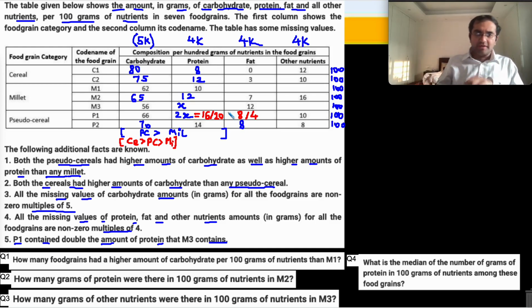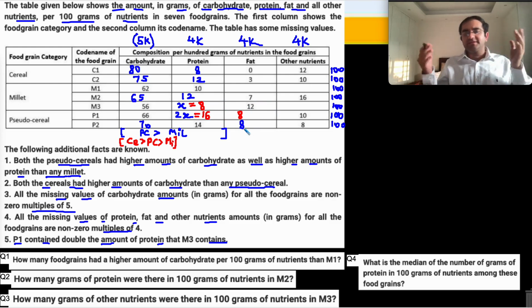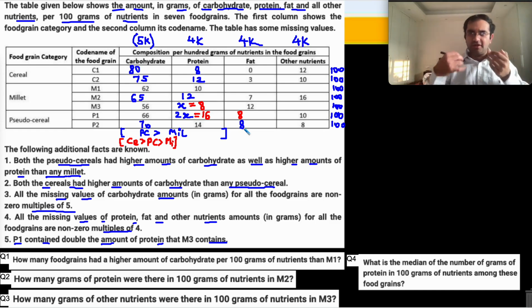But are both of these possible? So what will x be? Here x will be 8 or 10. Right? If 2x is 16/20, x turns out to be 8/10, but 10 is not a multiple of 4. So therefore this is gone. So we have been able to fill up till here, and quite a lot of time has passed doing all this. So let's now try to answer the questions.